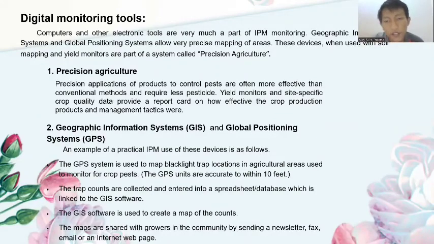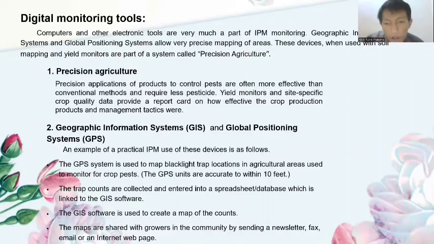Next, the trap counts are collected and entered into a spreadsheet or database which is linked to the GIS software. The GIS software is used to create a map of the counts. The last, the maps are shared with growers in the community by sending a newsletter, text, email, or an internet website.